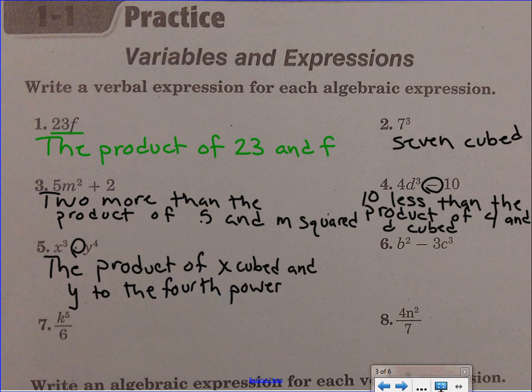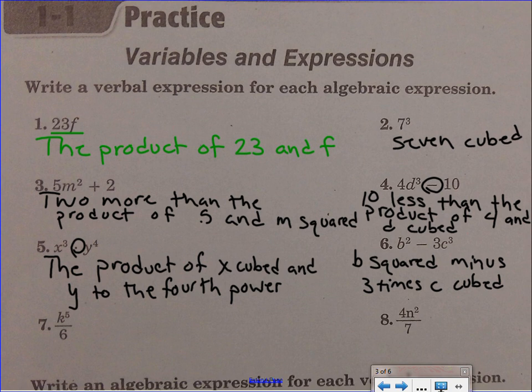The next one, a couple of different ways you could do that. I think I'm going to write it just as it's written. So I'm going to say b squared minus 3 times c cubed. I think that's the clearest way to put it. So b squared minus 3 times c cubed. And again, I could have just as easily said minus the product of 3 and c cubed, and that would have made just as much sense as well.